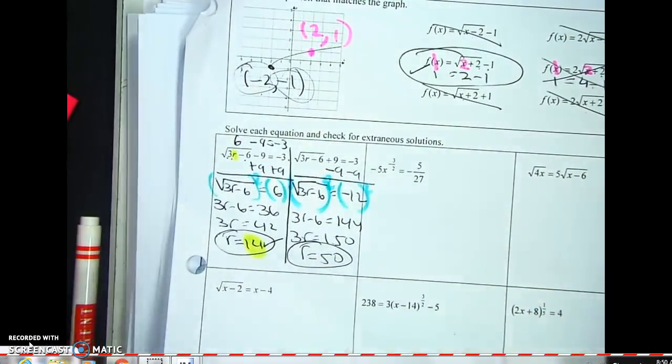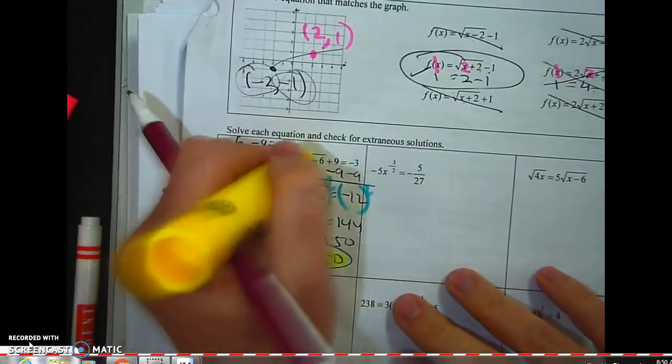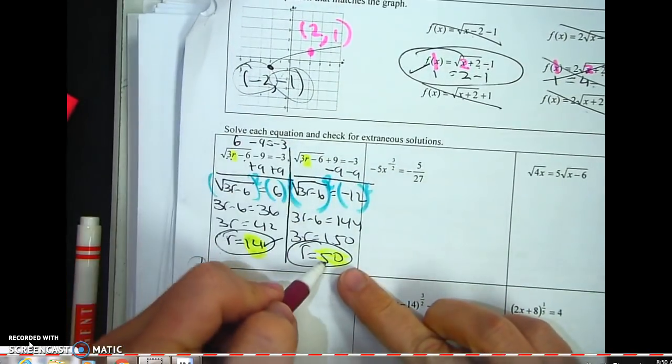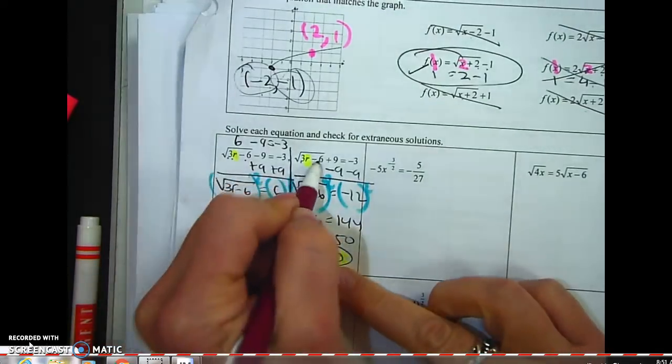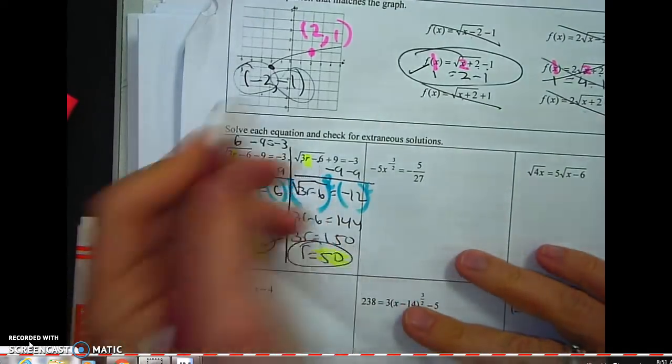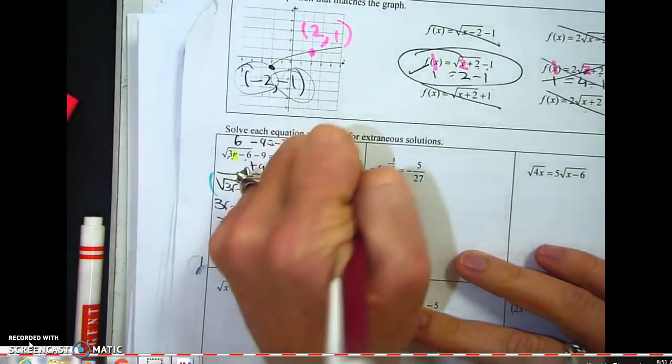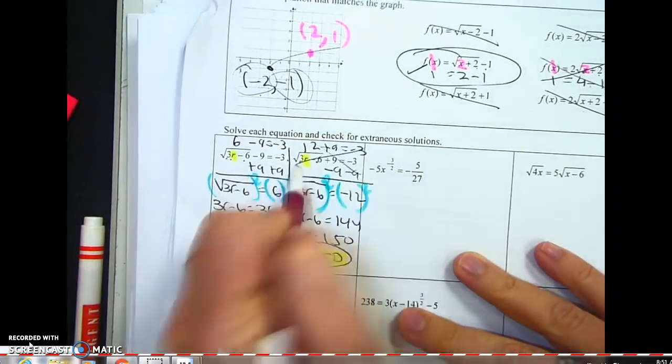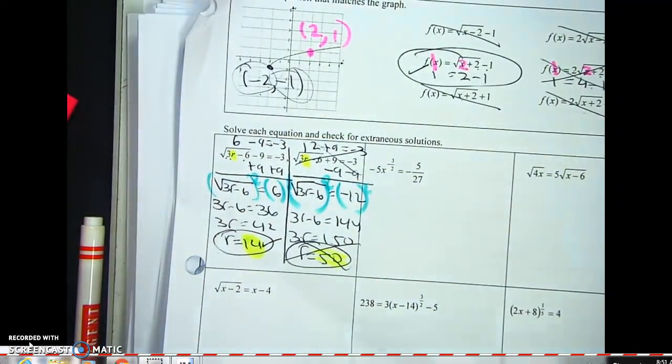Now what I need to do is plug this in. So I'm going to plug in 50. So 3 times 50 is 150. Minus 6 is 144. The square root of 144 is 12. Does 12 plus 9 equal -3? It does not, so this is the one that's extraneous.